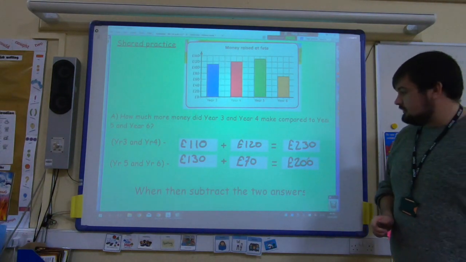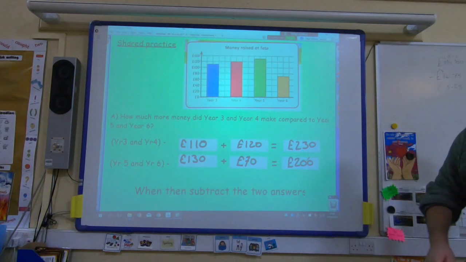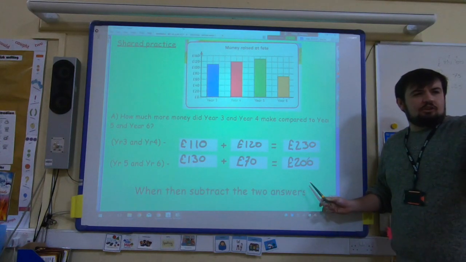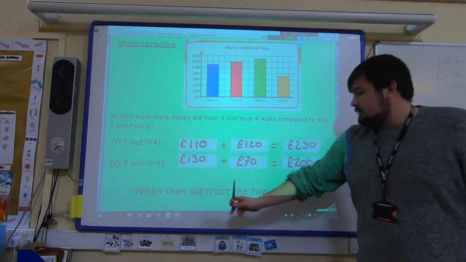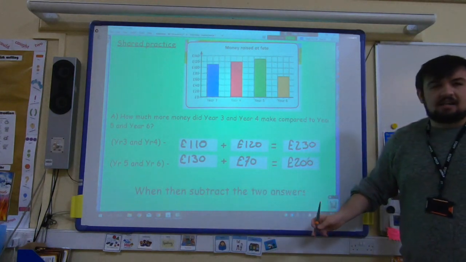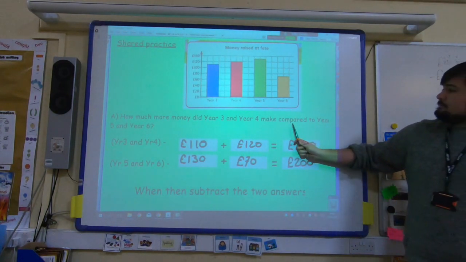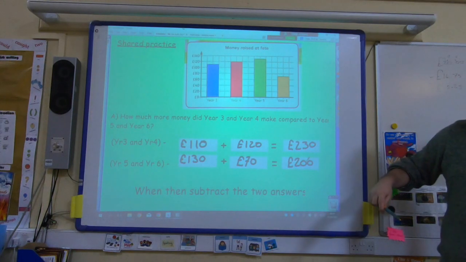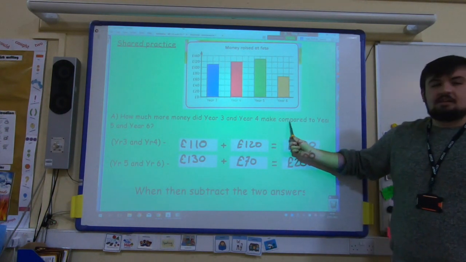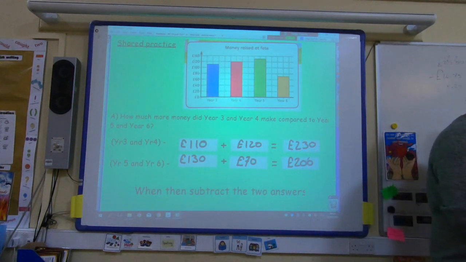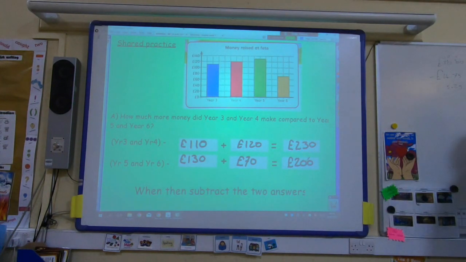Now this is what we're going to do, because what does it say next underneath? I don't think you can quite see it because of the camera there, Lily. But what it says next is, we then subtract the two answers. Because when we have compared, it means we're going to be doing a subtraction.